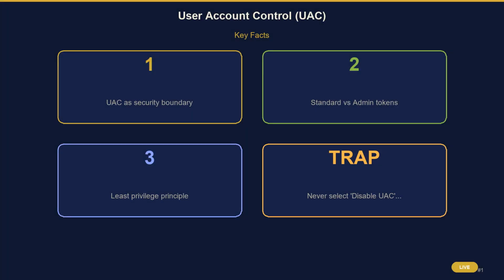Think of UAC like a security guard at a high clearance facility who stops you even if he knows you, just to verify your ID badge. The mistake is assuming UAC is just an annoyance to be disabled rather than a critical security boundary. Candidates often forget that even an administrator runs most tasks with standard privileges until that prompt appears. Why is the wrong answer tempting? Because in the real world, we often disable it for convenience, but on the exam, that's a security violation.